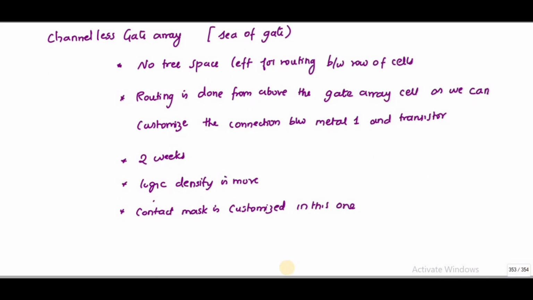So next one is channelless gate array. It is also called a sea of gates. Here there is no space left for routing between the rows of cells. So the routing is done from above the gate array cells, as we can customize the connection between the metal one and the transistor. So that is why it is called a sea of gates. Okay. And the manufacturing time is about 2 weeks. Since there is no space left out for the interconnections, the logical density is more. And the contact mask is customized in this one.